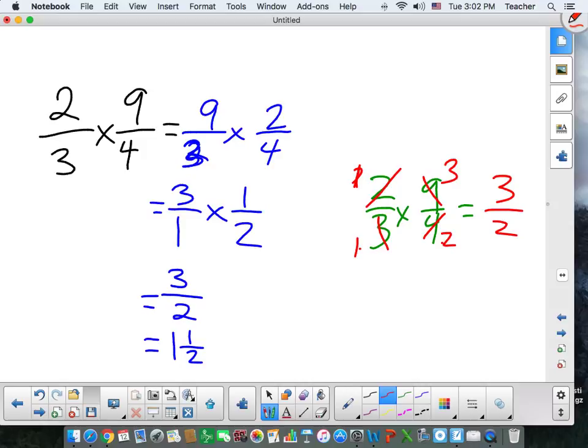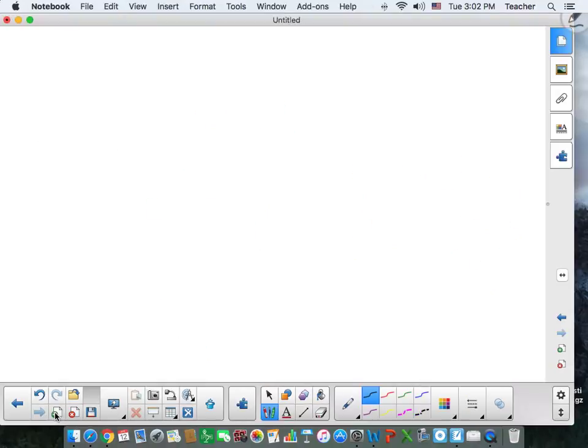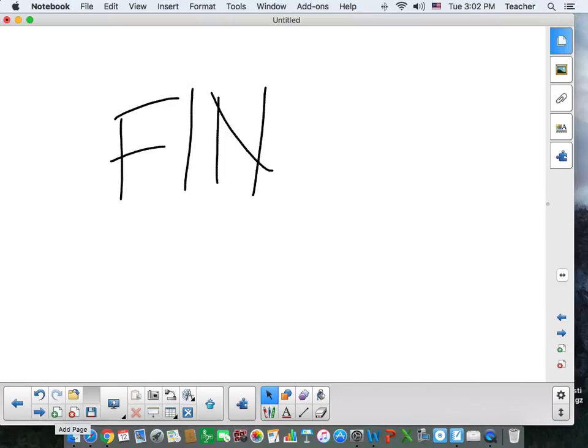I just did this in the question. I did 9/3 turned into 3/1. 2/4 turned into 1/2. 1 times 3, 1 times 2. This simplifies to 1 and 1/2. The end.